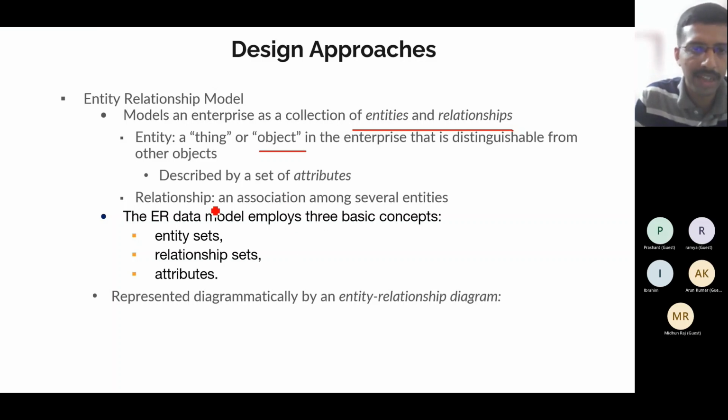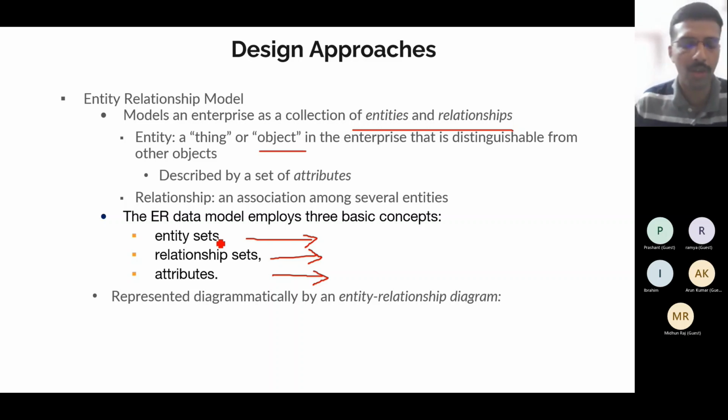The ER model basically employs entity sets, that is a list of entities, relationship sets, that is a list of relationships, and attributes. Like if I am a student, I will have a student ID, name, mobile number, things like that. If I am a professor, I will have maybe my qualification, my years of experience, like that. And a relationship may also have some attributes, like if I am enrolling for a course, then when the course started, things like that.